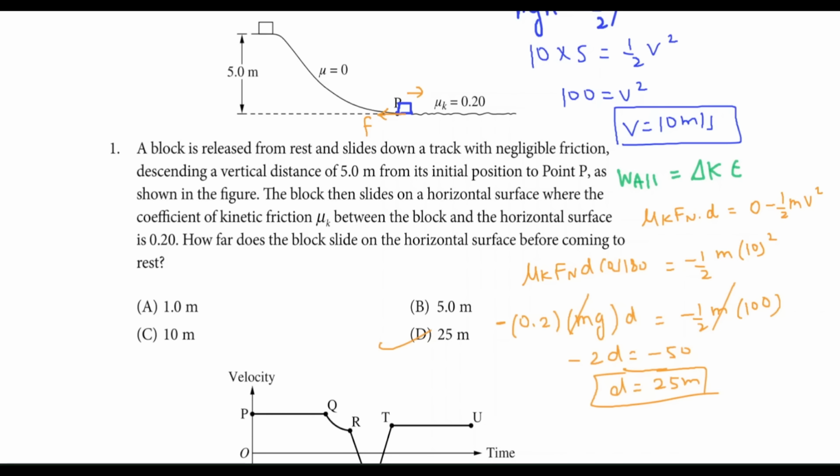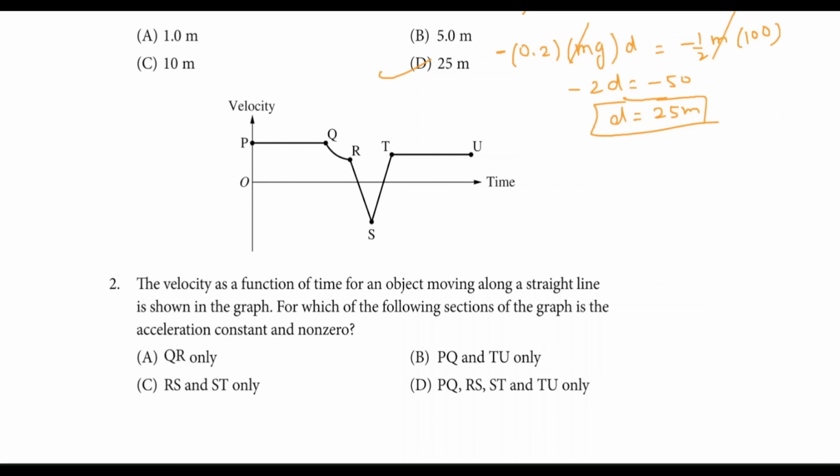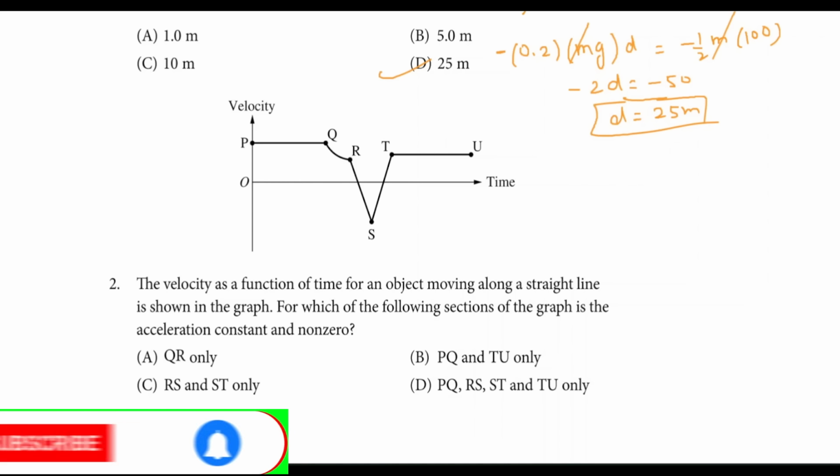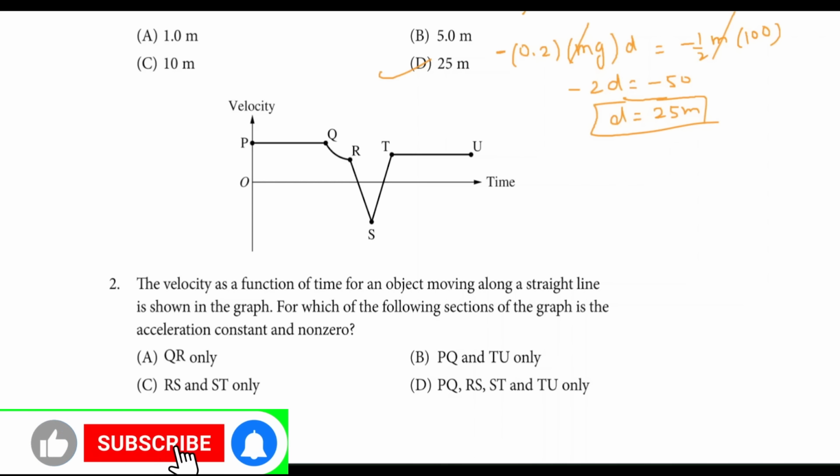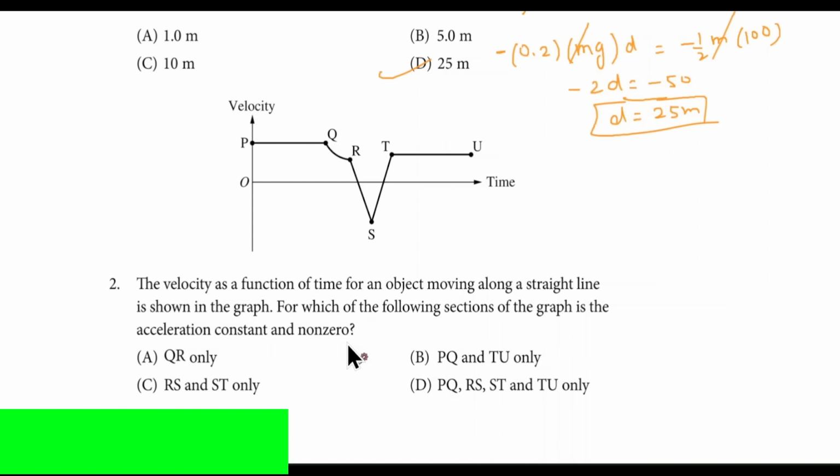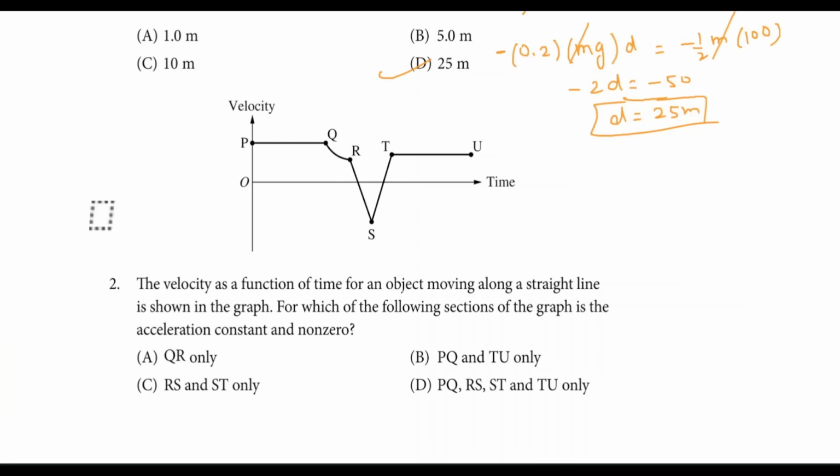All right, let's talk about the next question. In this one, we are given a graph of velocity versus time. The instruction says that the velocity as a function of time is given for a straight line motion, and we have to find in which of the sections the acceleration is constant and non-zero. First off, obviously the acceleration is 0 wherever velocity is not changing. So these two cannot be the answer because the acceleration is 0 over here.